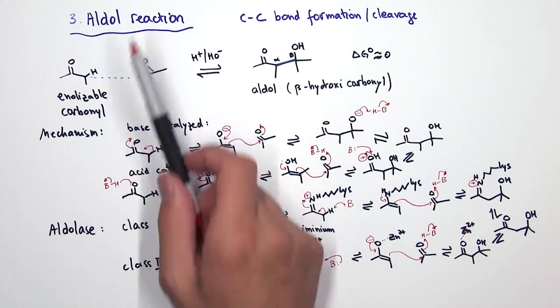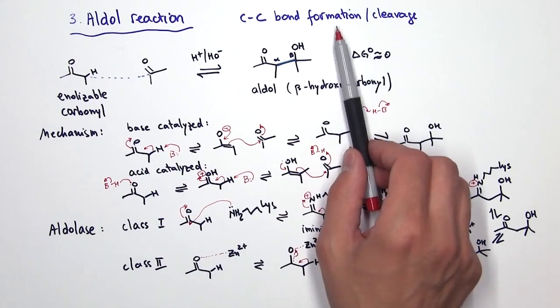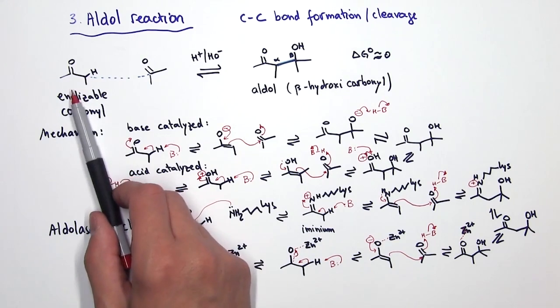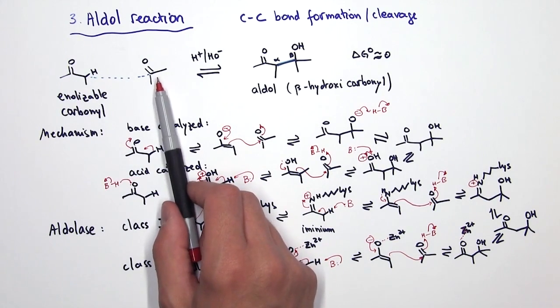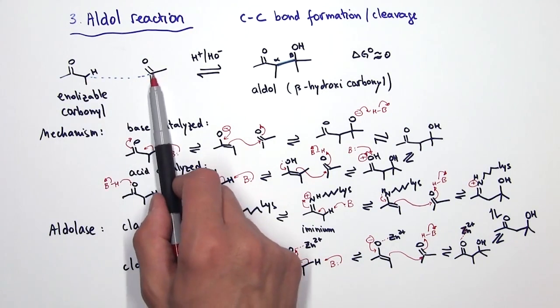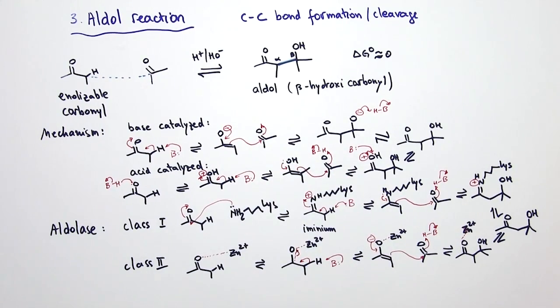Next, we discussed the Aldol reaction, a very important carbon-carbon bond formation or cleavage reaction in biochemistry. This reaction happens between an enolizable carbonyl and a regular carbonyl, and a new carbon-carbon bond is formed between the alpha carbon and the keto carbon, as shown here. The mechanism can be both base-catalyzed and acid-catalyzed, and the enzymes that catalyze this, called aldolases, use either a lysine at their active site to form first a Schiff base, or they use a zinc in the active site to polarize the carbonyl and allow for the enol formation.